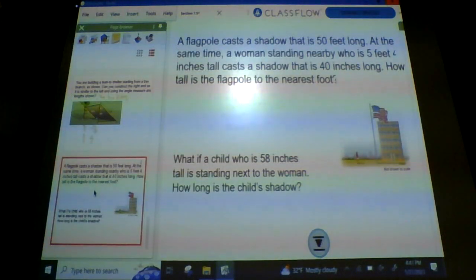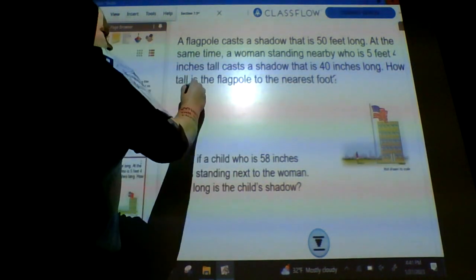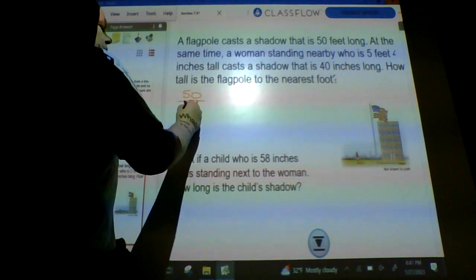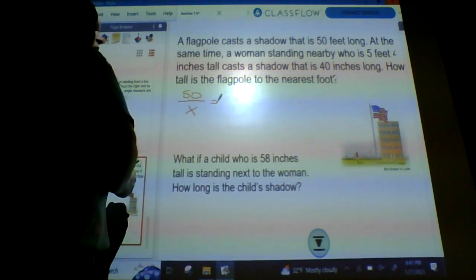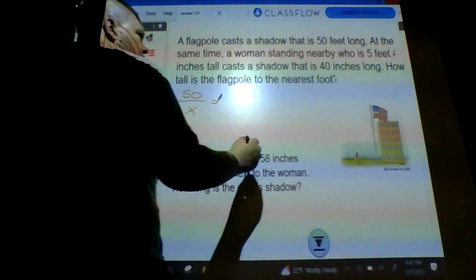Okay, our last example is a two-part question. And on the first part, we're going to convert everything into feet. A flagpole, whose height we don't know, casts a shadow that is 50 feet long. So my shadow is going to go on top. I have a woman standing nearby who's 5 feet 4 inches tall.